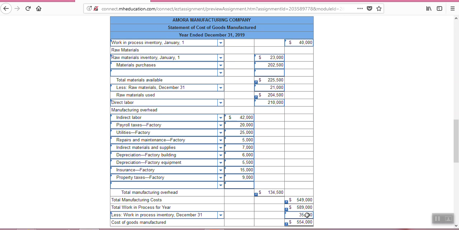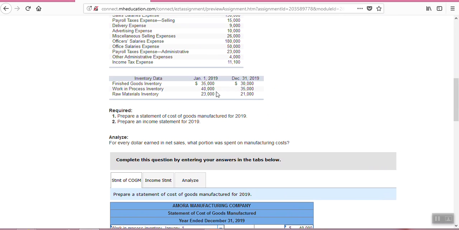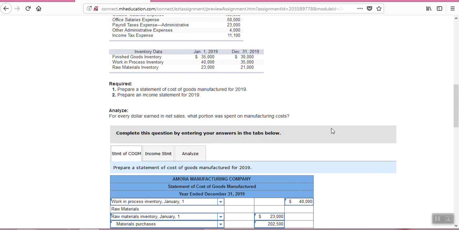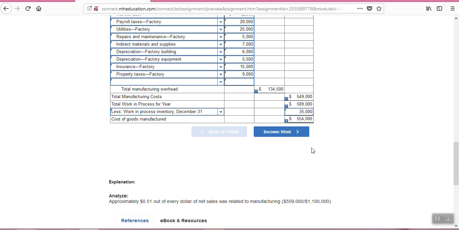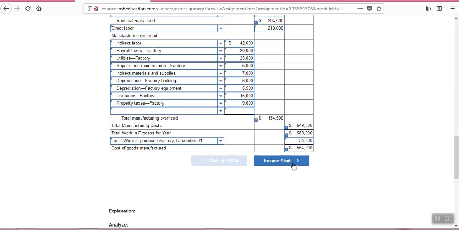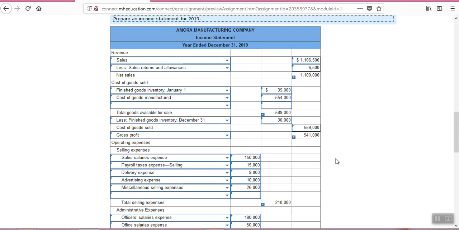And the ending work in process inventory is on the little inventory chart right there. And that's going to give you, I'm sorry, let's see, our total work in process for the year less our ending inventory gives us a cost of goods manufactured. So that's kind of our bottom line for that one. So that's the process you're going to do for the cost of goods manufactured statement. The next thing you're going to do is an income statement. And we did one of those in the last chapter, so this one's similar.